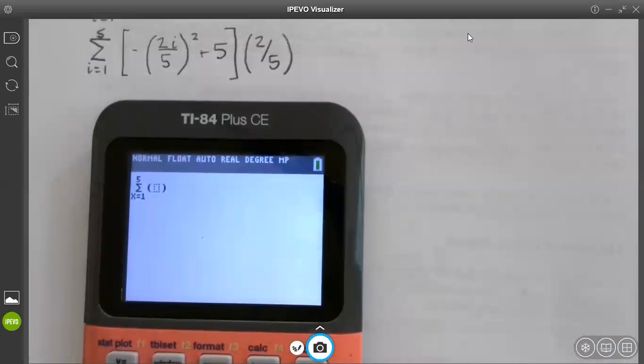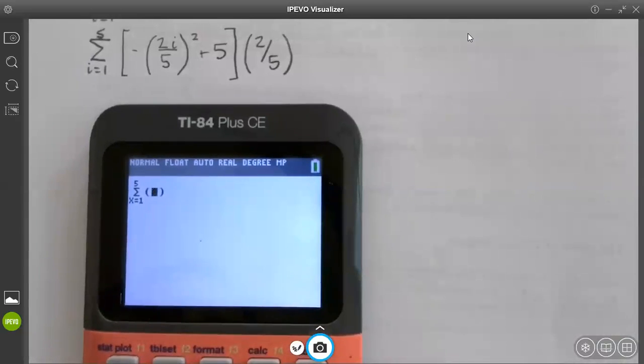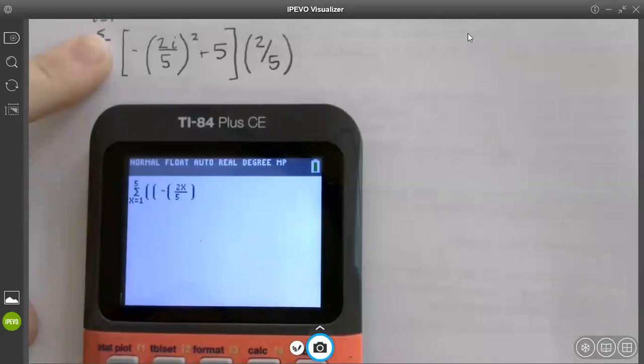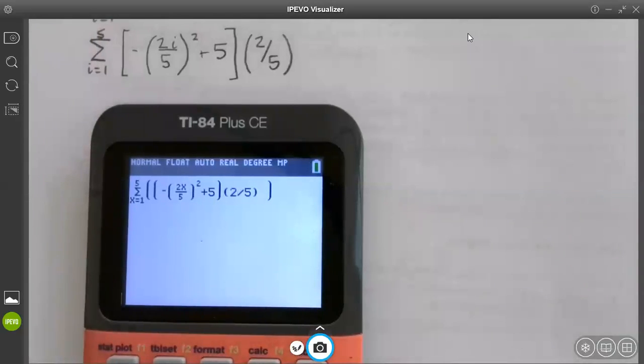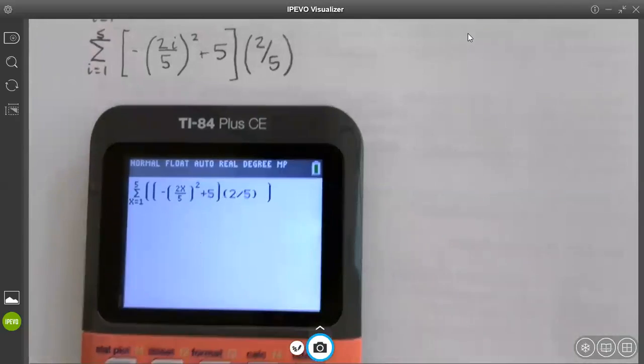All right, so we're going to put our function in. I'm going to put a parenthesis because I have a bracket right here. Like I said, I'm going to try real hard. I'm going to do alpha y equals 2x over 5, close it, squared, plus 5, close it. And then 2/5 in parentheses. This one is weird because it has so many parentheses. Let me make it a little bit bigger for you.